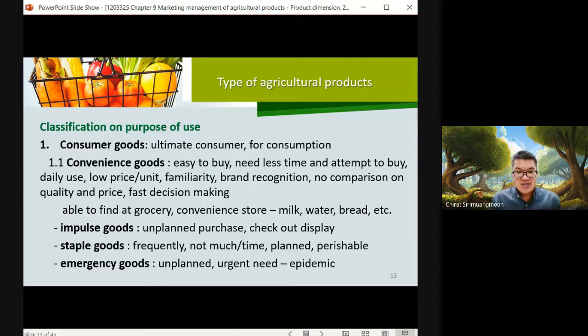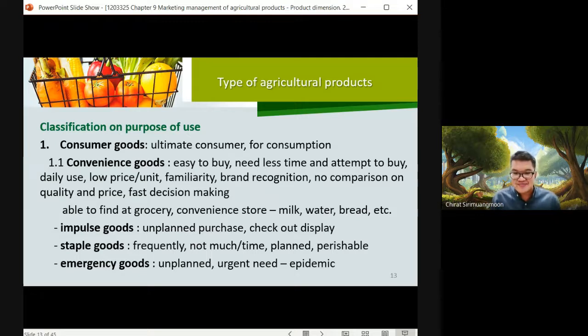Then sometimes convenience goods can be something else, something special, like impulse goods. When you go to 7-Eleven and see something at the cashier that you grab, that is impulse. Impulse goods we sometimes call unplanned: you did not plan it before, but you purchase it because it reminds you or makes you feel like you want it.